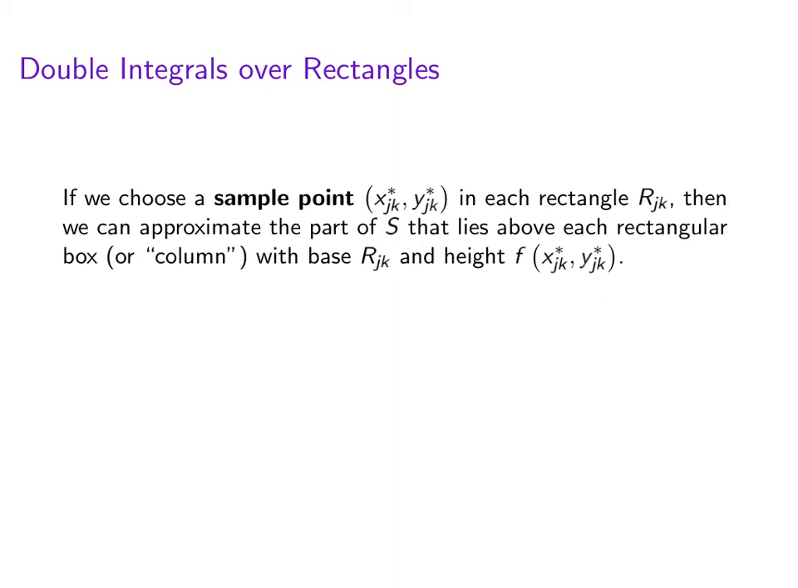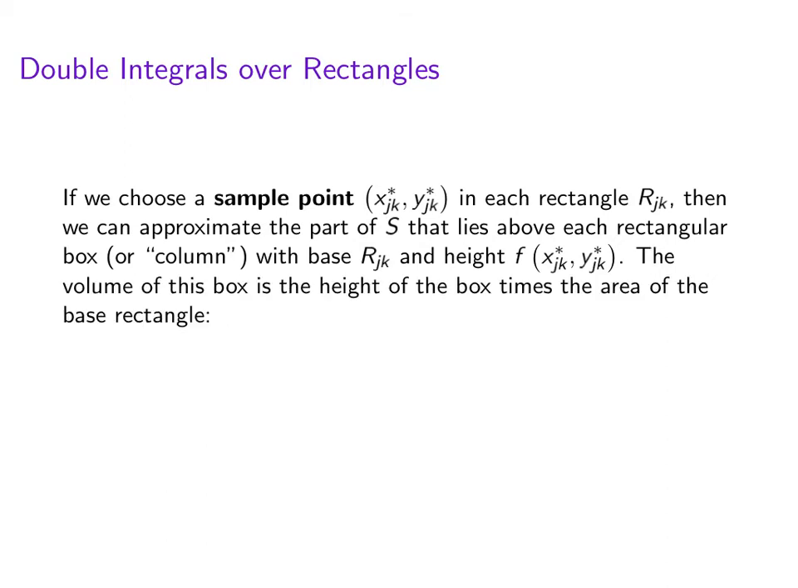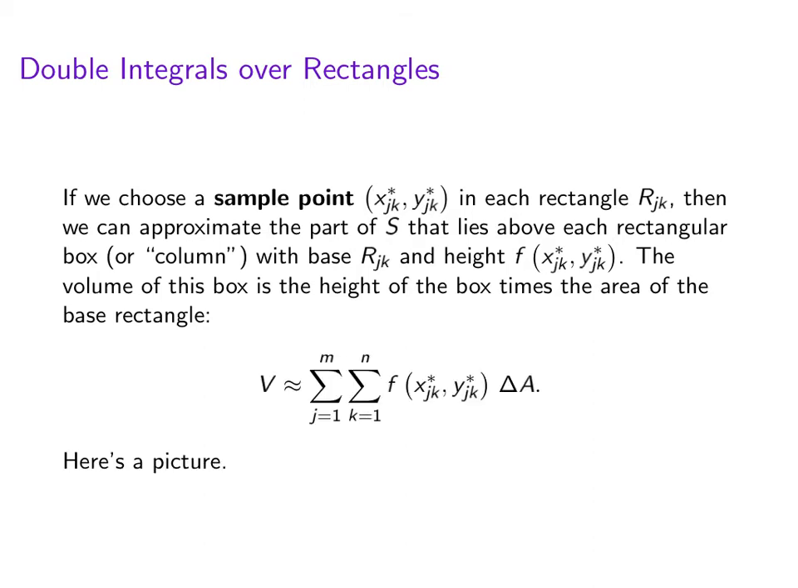Then we can approximate the portion of S that lies above each rectangular box. We'll think of this like a column. It has base R_jk and height f of x_jk star, y_jk star. The volume of this box is the height of the box times the area of the base rectangle. So if we add all these up, then we get the volume is a sum of all of these columns. Let's look at a picture.